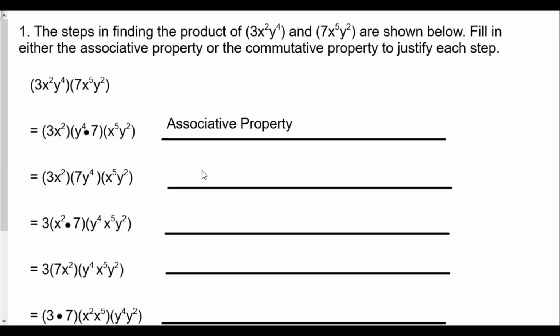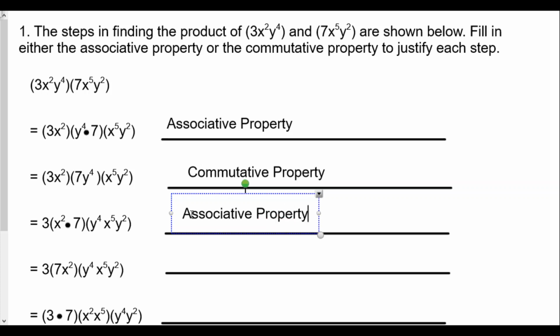Now, in the next step, we see that the 7 and the y to the fourth have switched places, and that'll be the commutative property. When they switch places with each other, the order changes. That's the example of the commutative property. In the next step, we notice that we have everything in the same order: 3x squared, 7, y to the fourth, x to the fifth, y squared, same as before, but we now see the x squared and the 7 grouped. So that would be the associative property, because the grouping has changed. And then we see that the 7 and the x squared switched around in the next step, so that would be the example of the commutative property.